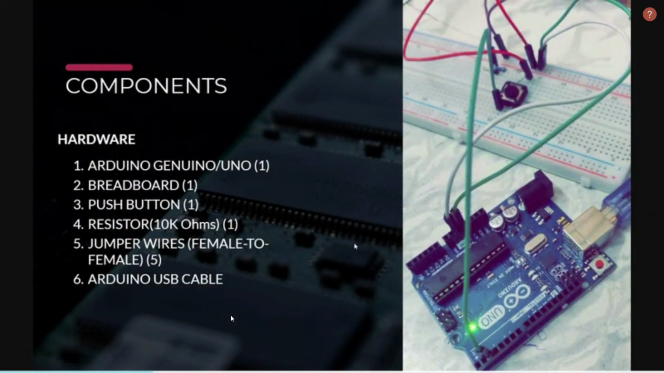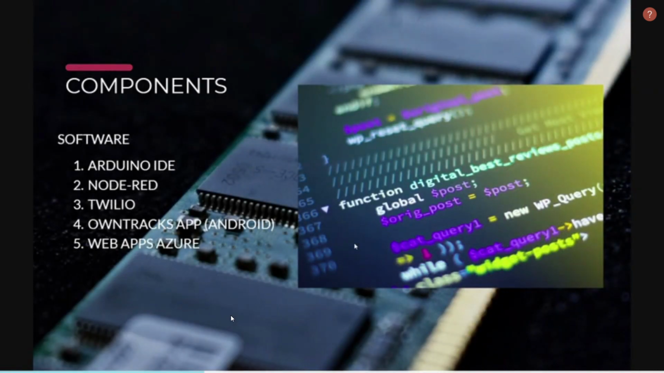The hardware components required are Arduino Uno, breadboard, push button, resistor, jumper wires, and Arduino USB cable. The software components are Arduino IDE, Node-RED, Twilio, OwnTracks app, and Web Apps Azure. Make sure that your Node-RED is installed locally in your computer.